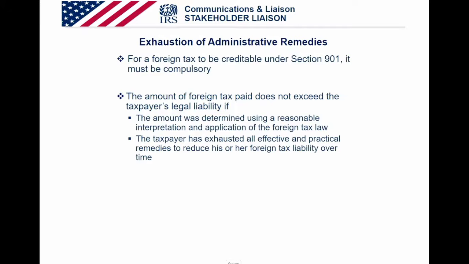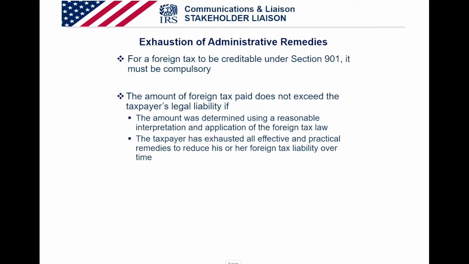Now, for a foreign tax to be creditable under Section 901, it must be compulsory, as we've mentioned before. Is the taxpayer legally required to pay the tax? Does the amount of foreign tax paid exceed a taxpayer's legal liability? The point here is, did the taxpayer in good faith pay only the foreign income taxes required of them? This goes back to one of the criteria for creditability. The tax must be the legal and actual foreign tax liability. The focus here is on the word legal.